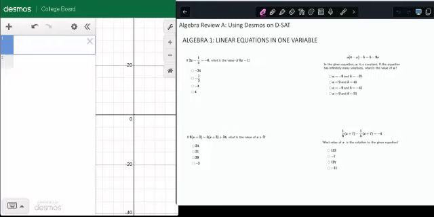This is what your calculator looks like. It's got pretty much most of the features that you'll find in the regular Desmos. But let's take a look really quickly at how you can answer many questions using the graphing calculator.